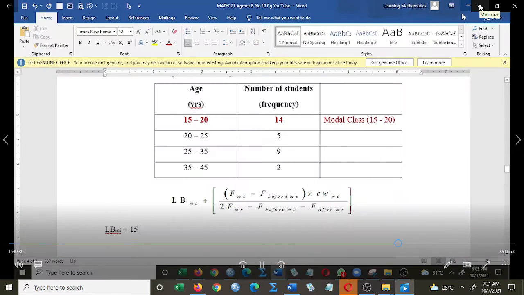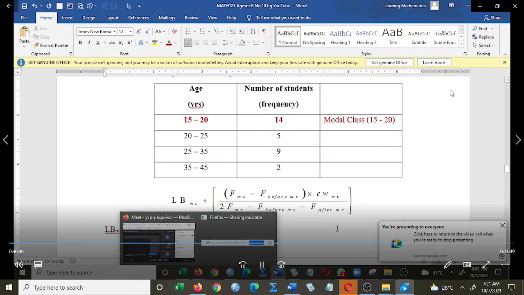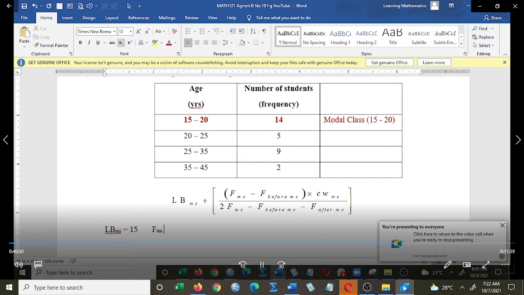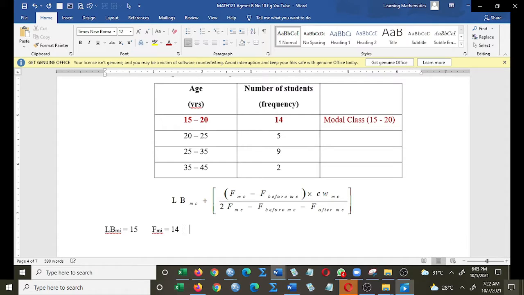Right, so 15 is the lower boundary of the modal class. What we need now is the frequency of the modal class, the frequency of the modal interval. The frequency of the modal interval is 14. Agreed? Yes, sir. Let's just speed up things a little bit.